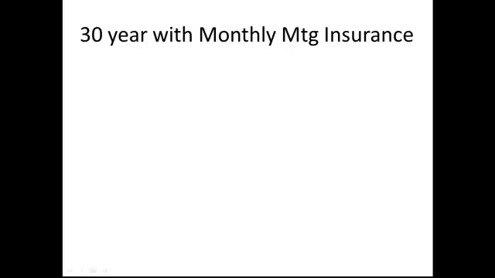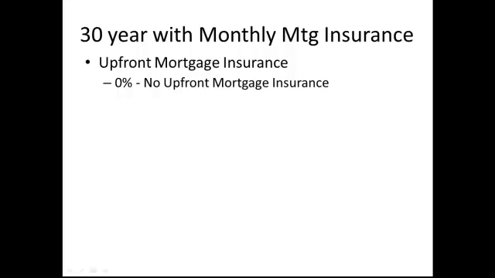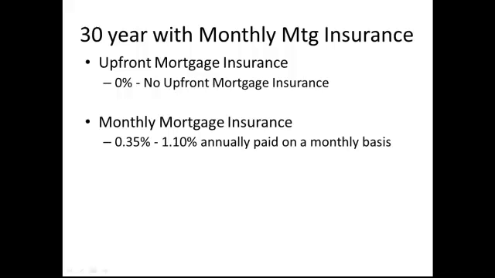All right, so let's look at a 30-year loan with monthly mortgage insurance. How does this work? First off, the upfront dollar amount is zero. You'll remember on FHA, you have upfront mortgage insurance and monthly mortgage insurance. On conventional, you don't have that. You kind of pick one or the other. So upfront is zero. There's no upfront mortgage insurance. Your monthly is going to range, again, depending on the variables of credit score, down payment, etc. It could be as low as 0.35% to as much as 1.1%. And that's an annual premium that'll be paid on a monthly basis.